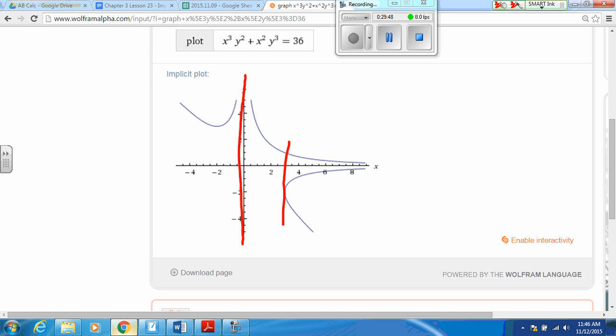Hey, look at that. Another asymptote. And the other one was y equals negative 2/3 x, which is this line right here, and it intersects the curve right at that point. Okay?